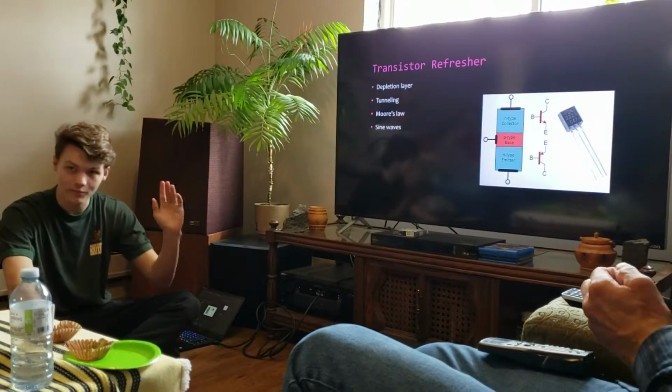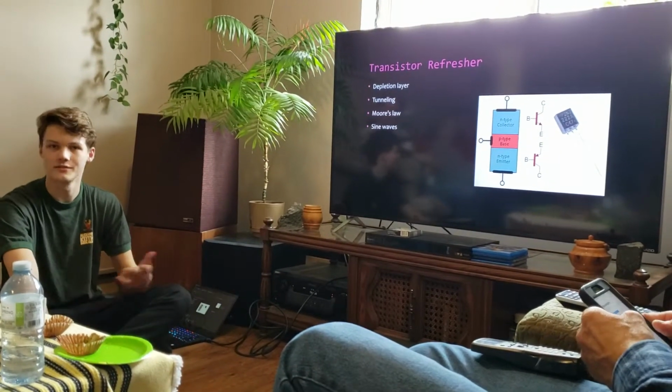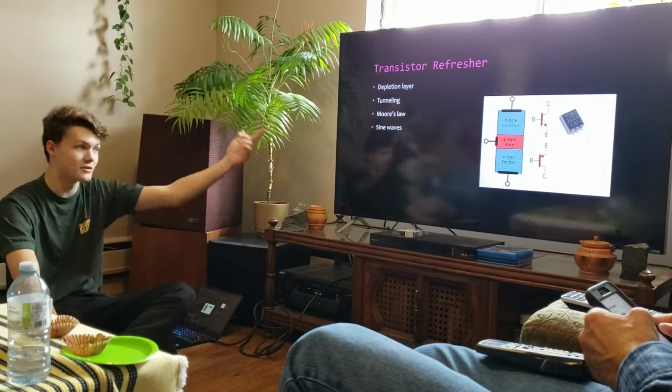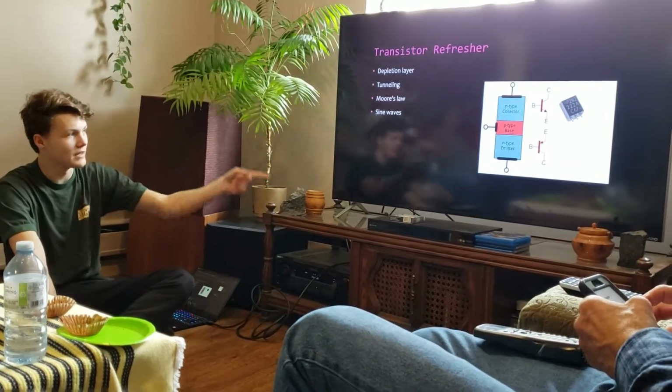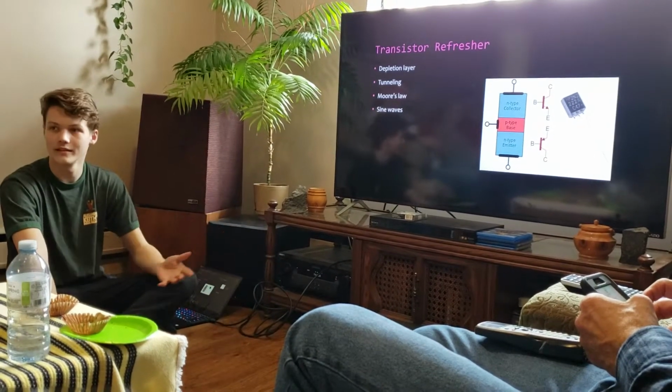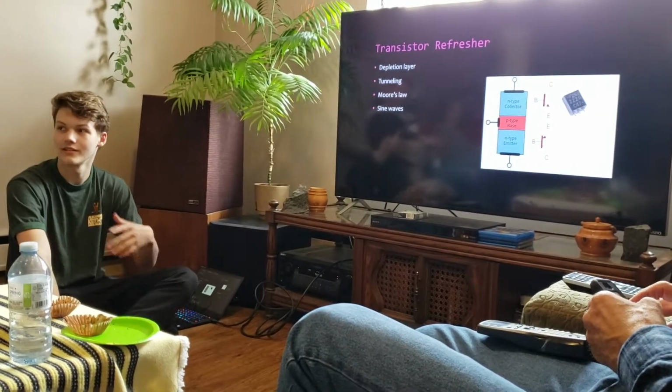Basically, they're programmable switches that can help us do things like display an image on a screen, that kind of thing. And billions of them are used just to run basic computers now because there's a lot of processes that have to be done.